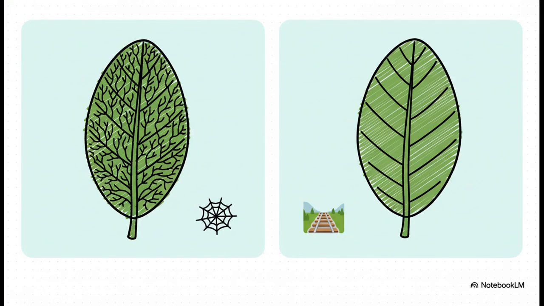Okay, detectives, our second clue is hiding right there in the leaves. If you look really close at a leaf, you'll see these tiny lines called veins, and there are two main patterns. There's reticulate venation, which looks all messy like a spider's web, and then there's parallel venation, where the lines run neatly side by side, just like railway tracks.